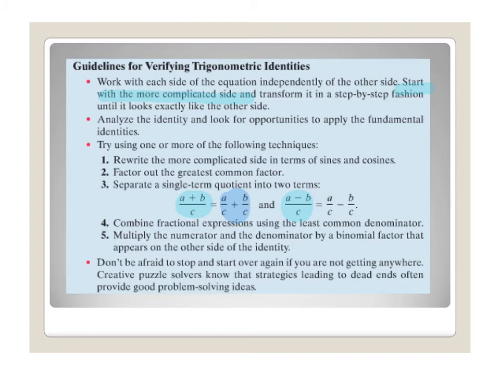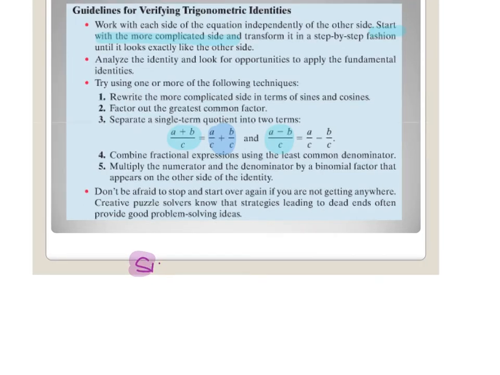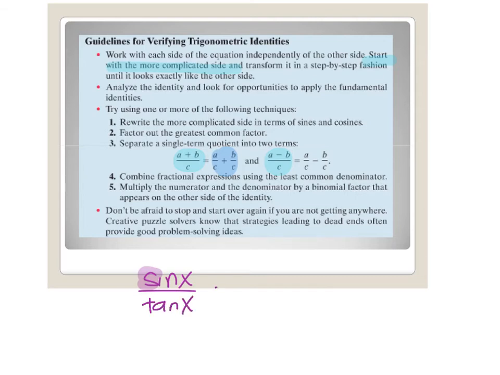And then the last thing says multiply the numerator and the denominator by a binomial factor that appears on the other side of the identity. So this happens if you get a cross multiplication. So if I said sine of x over, I'm just making stuff up, tangent of x. This is not right at all, just bear with me. If I have one fraction on either side of the equal sign, then I can cross multiply. So sometimes it's easier to do that.